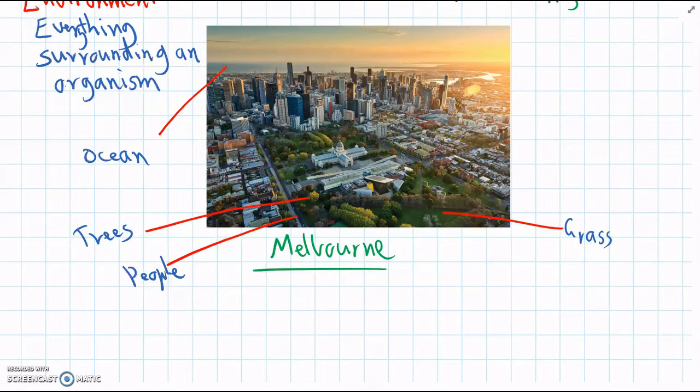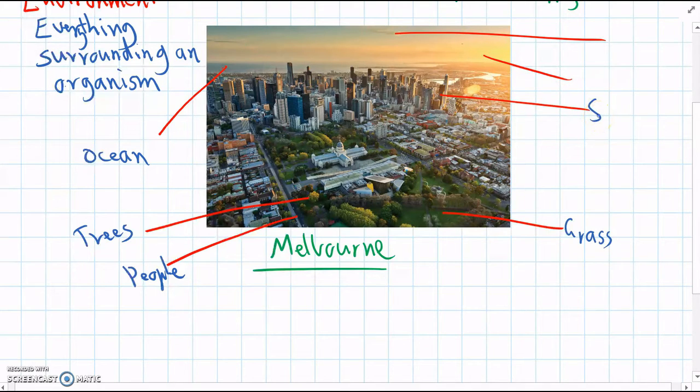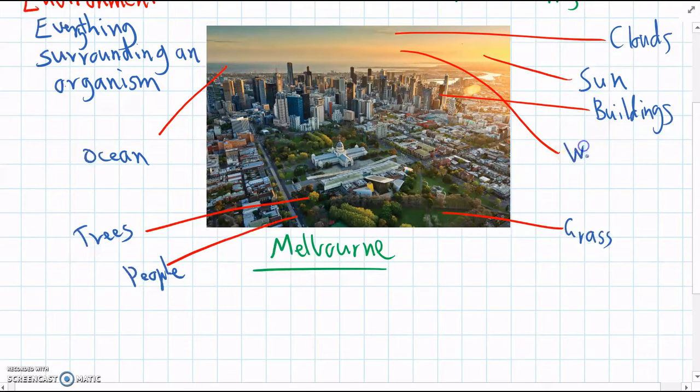But there are also non-living things as well. So we can see there are buildings. Up in the sky there are clouds and the sun. Buildings, the sun, clouds. And not that we can see it, but the weather is part of the environment as well. So clouds are part of the weather, obviously. So any factor, any feature that surrounds us is part of the environment.